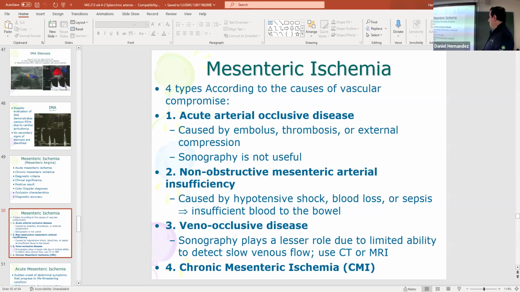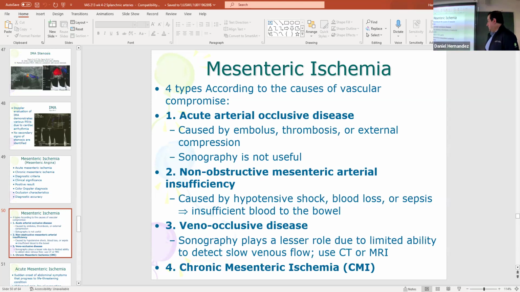So if it's non-obstructive mesenteric arterial insufficiency, this could be caused, if it's not an obstructive lesion, by hypotensive shock. If the patient has very low blood volume or sudden blood loss, or even sepsis, that causes insufficient blood flow to the bowel. That could be another cause.